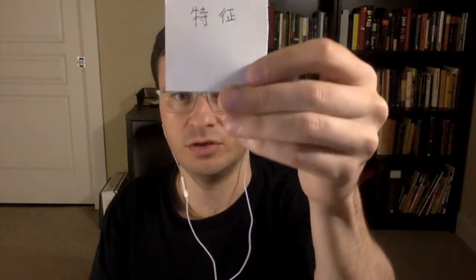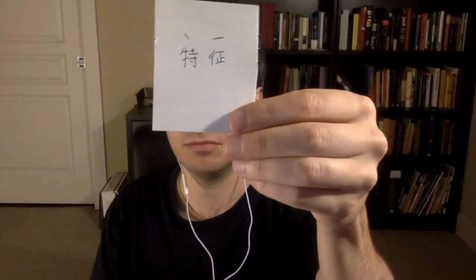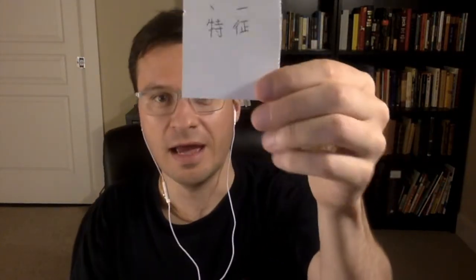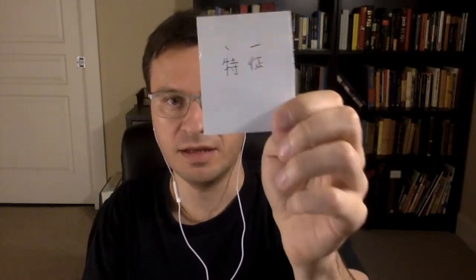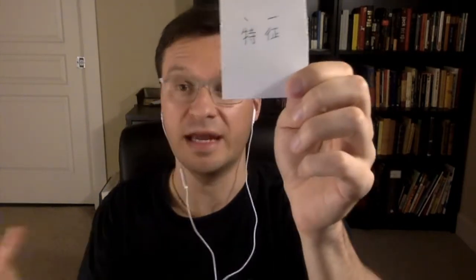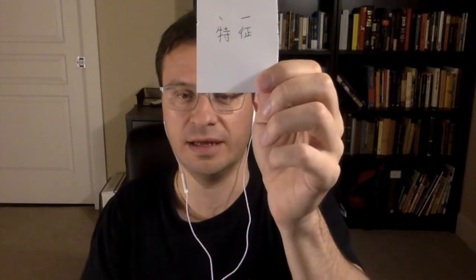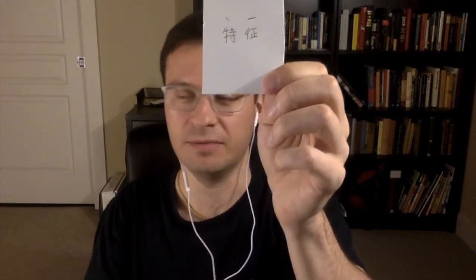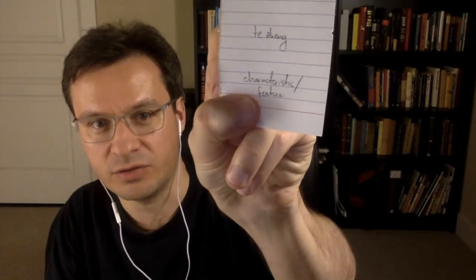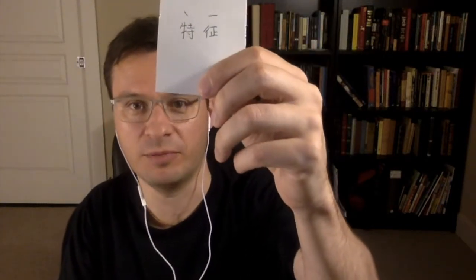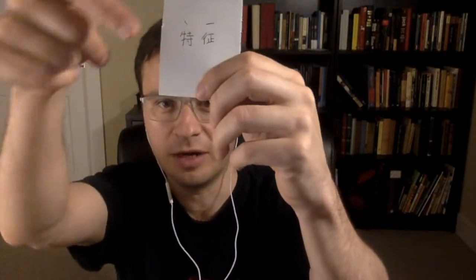But then say I get something like this. Te-jung, if I'm pronouncing it semi-correctly. Say I can't remember what it is at all. What does it mean? I can't remember. And so I check on the back and it says, characteristic. Or maybe I don't even remember how to pronounce it. I remember that's te, but I don't remember how to pronounce the other part.